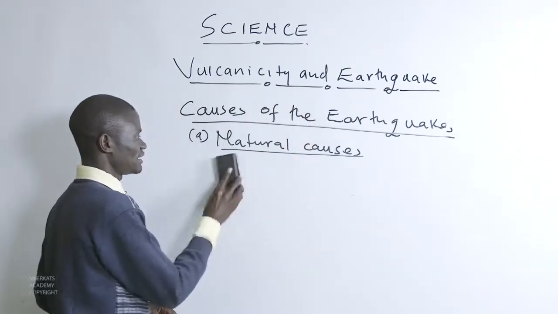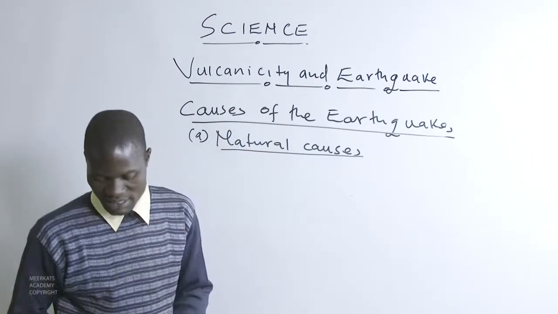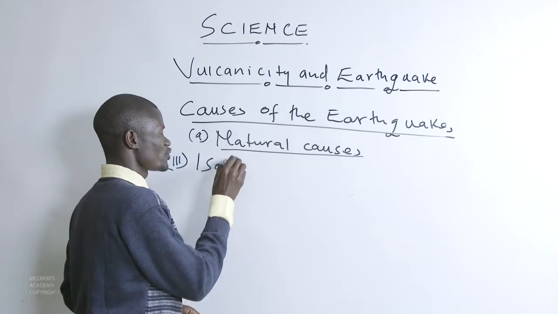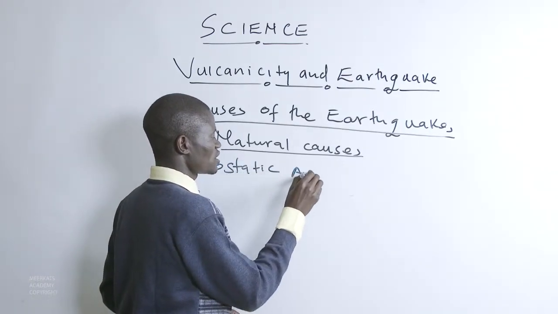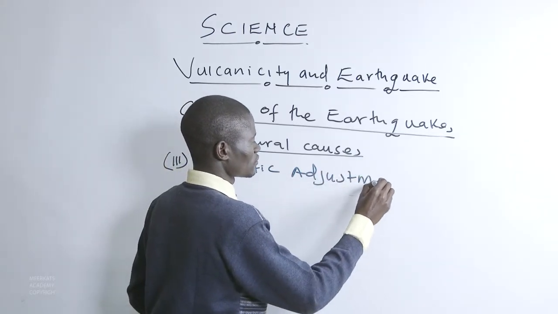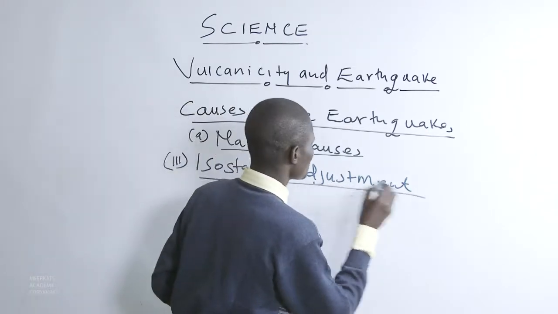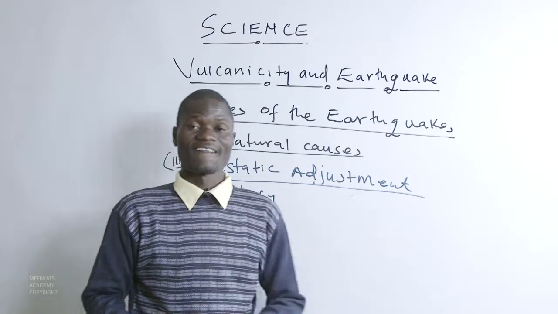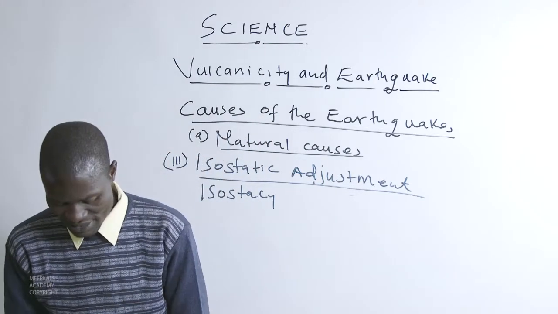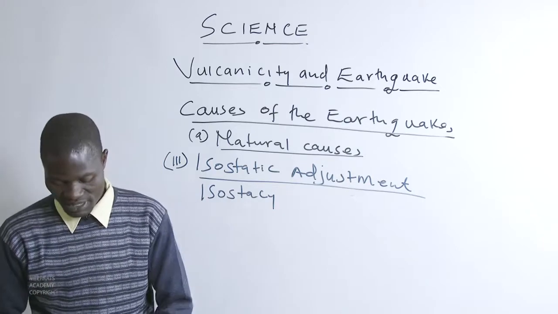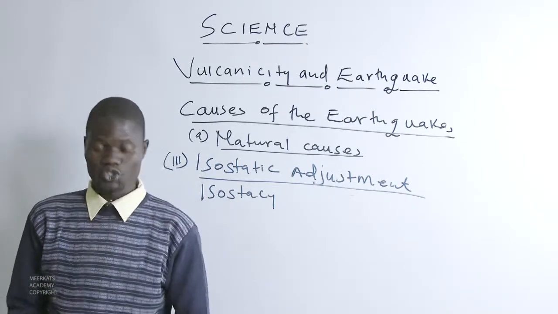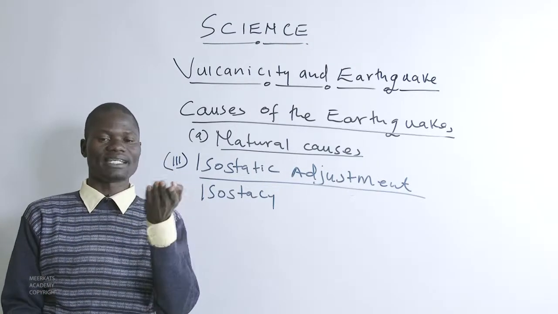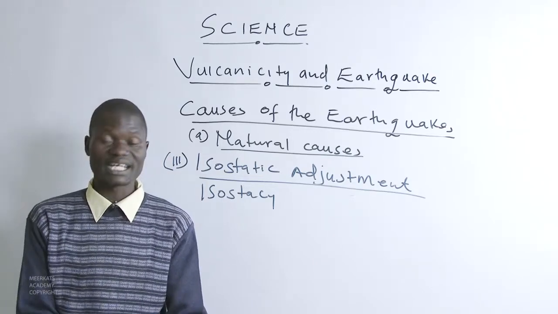Let's look at the third category that leads to the causes of an earthquake. We also have isostatic adjustment, from the word isostasy. We'll look at the isostatic adjustment force. This is a force that may force the crust of rocks to move either upwards or downwards. And in the process of moving up and down, they may result in the breaking of the rocks.